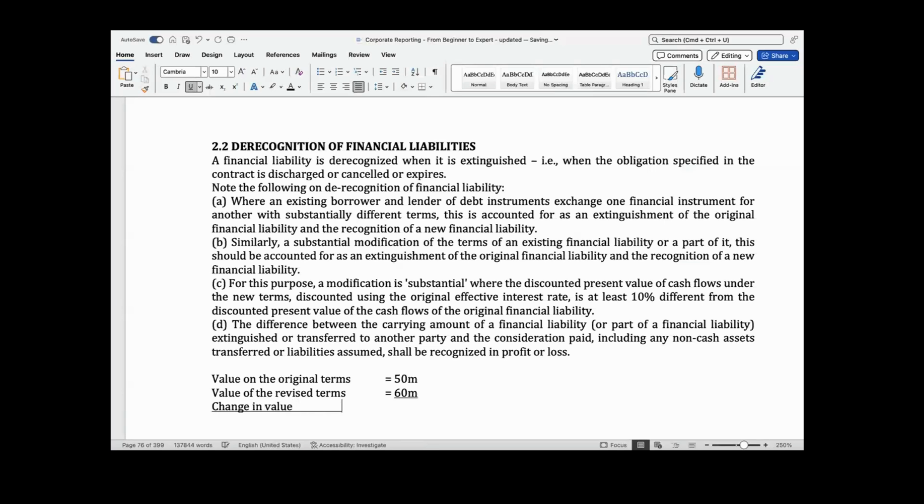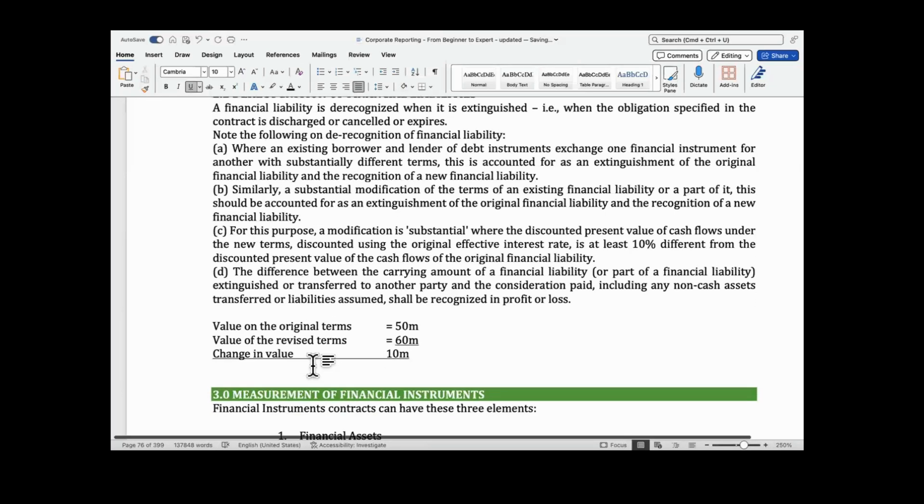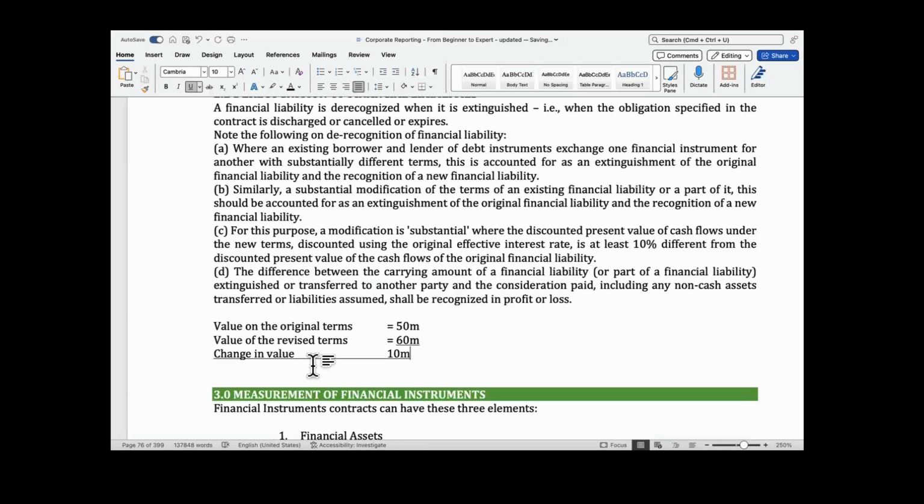It's 10 million. Now, by the time you put 10 over 50, would that give you up to 10%? That's less than 10%. So that means in this case, the modification is not substantial. It means the modification is not substantial.